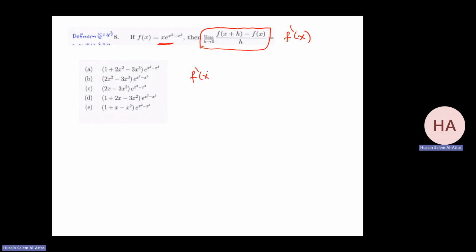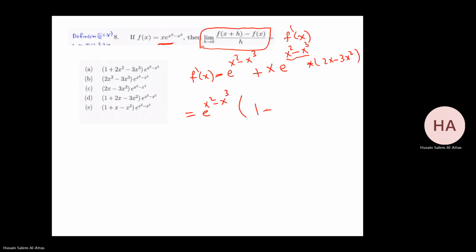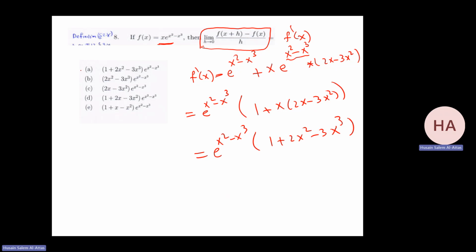So f prime is the derivative of the first one times the second, plus x times the derivative of the second, e to the u, times the derivative of this, 2x minus 3x squared. Now I take e to the x squared minus x cubed as a common factor. What is the remaining? 1, and here I have x times this. So that will be 1 plus 2x squared minus 3x cubed, which is this one.